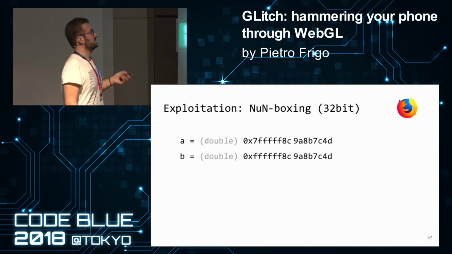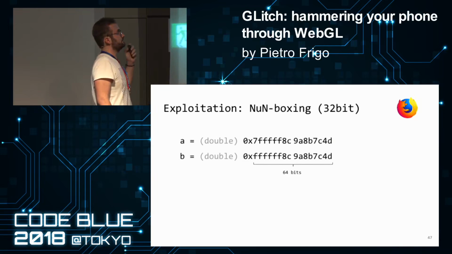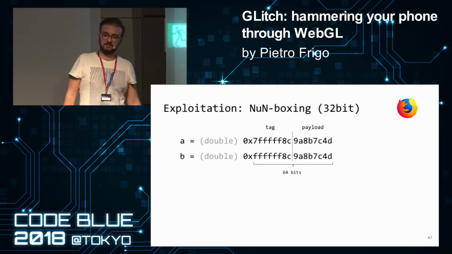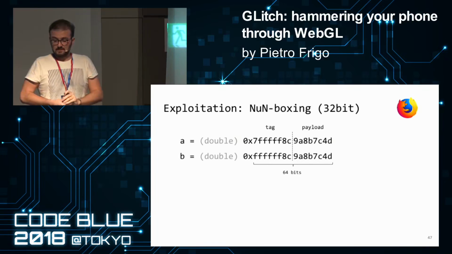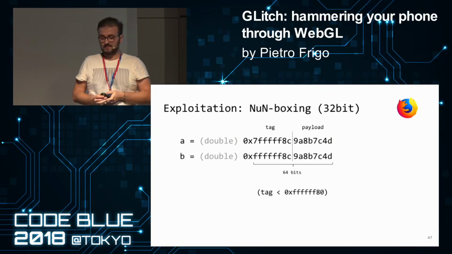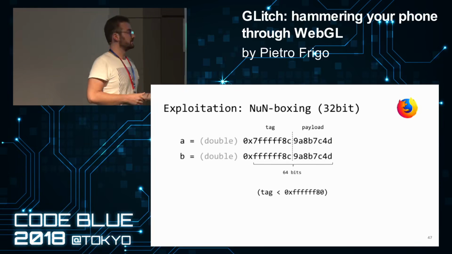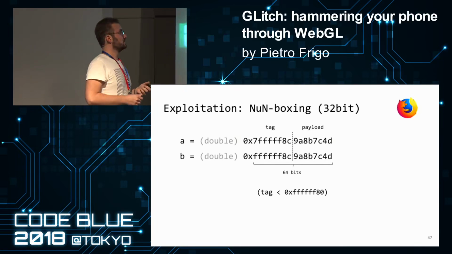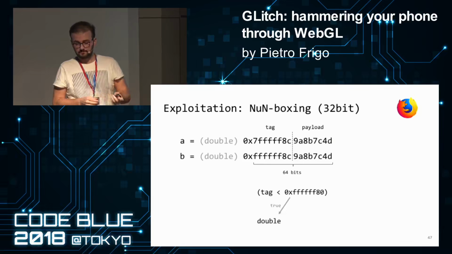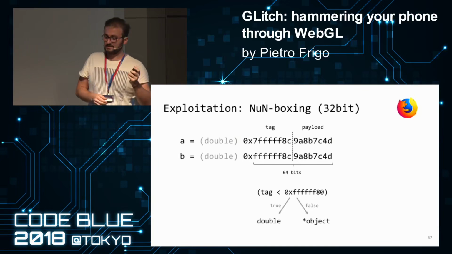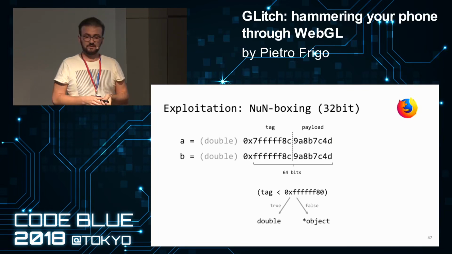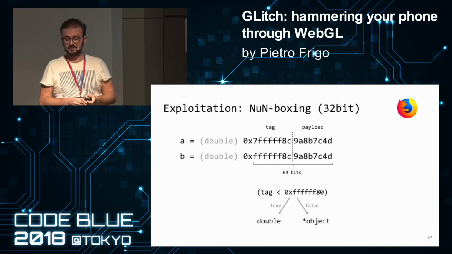So what they do is they divide the 64 bits in two parts. So you have a tag and a payload. Clearly, these are 32 bits each because it's a 32-bit environment. And what they do is they check the tag. And if the tag is less than a threshold value, which is this one in case of Firefox 32 bits, the whole 64 bits is going to be considered as a double number. Whereas if the tag is bigger than that value, the payload is going to be considered as a pointer.